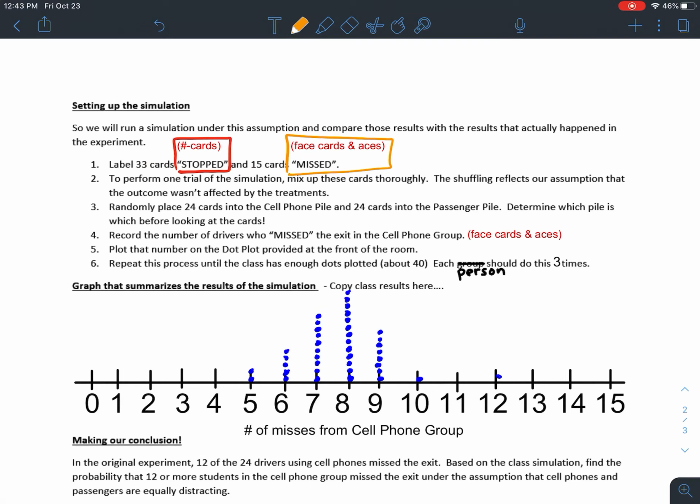And so the 33 plus 15 gives us a total of 48 cards. So everyone's going to be given 48 cards, okay? And you're going to be asked to mix them up and really shuffle very, very well.